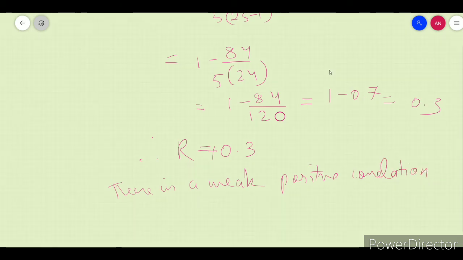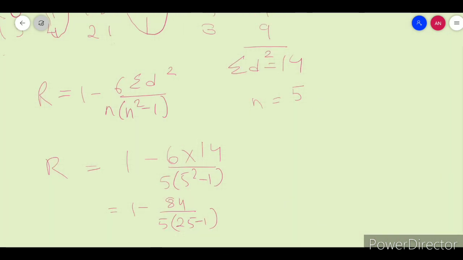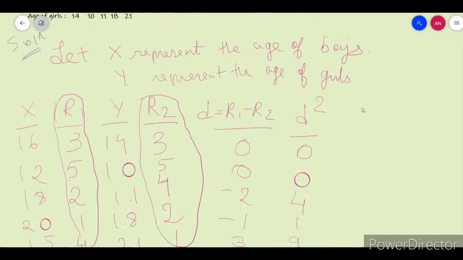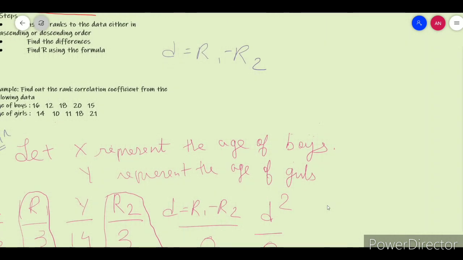Now this sum can also be solved if we assign the ranks in descending order. Which means it will be something like this. So for the same values, let me use a different color. We have X values 16, 12, 18, 20, 15. But we'll assign ranks in the other order, which means the lowest value will be assigned rank 1.